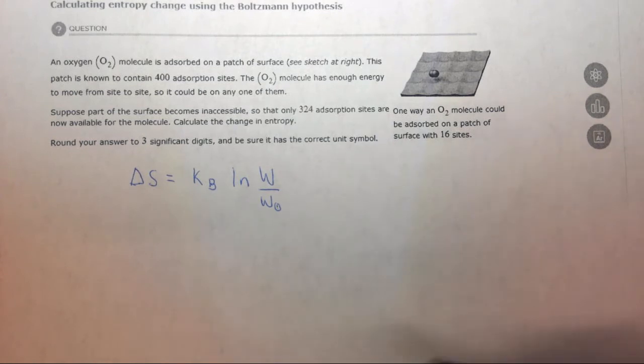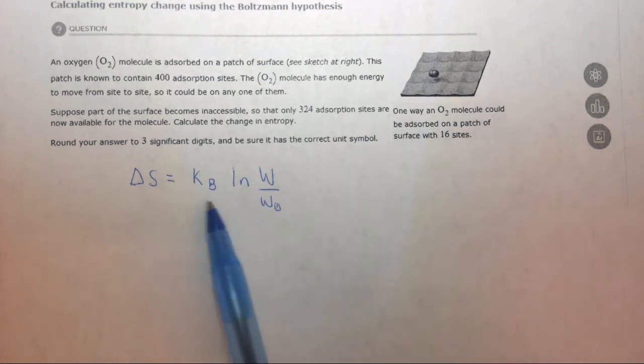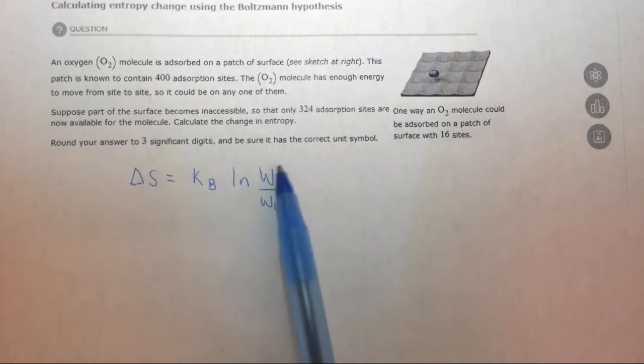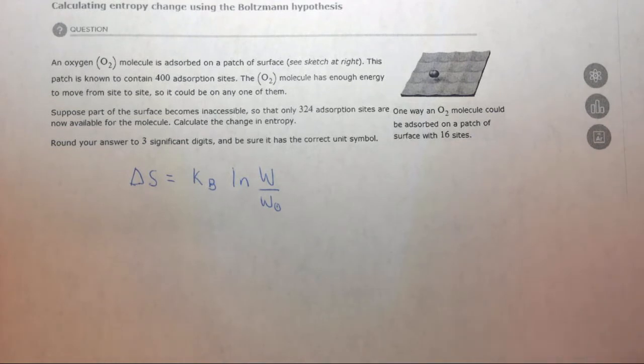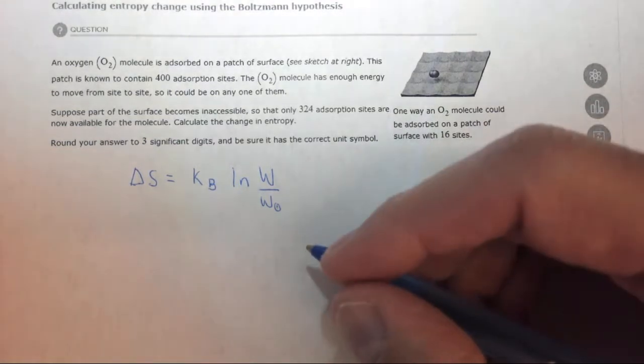This is derived in your textbook, but it arises from the fact that you're subtracting two Boltzmann equations, and when you have ln's and you subtract, that's the same as dividing, because you are dealing with exponents. So let's look at how we plug in. To solve this problem is fairly straightforward.